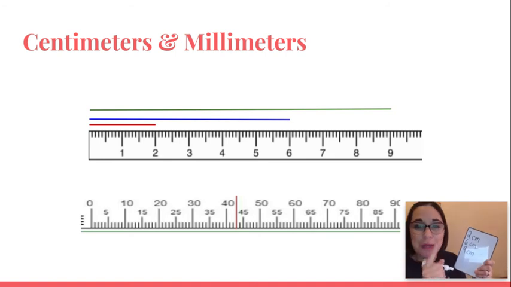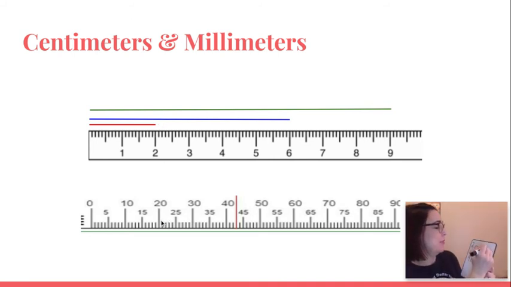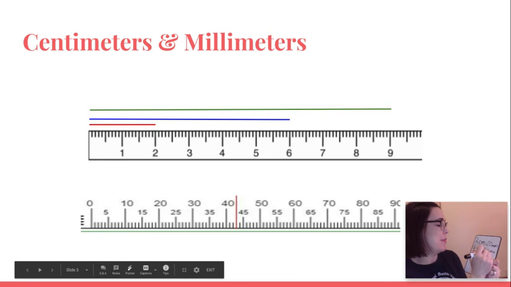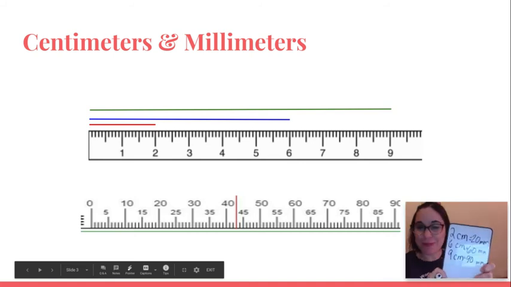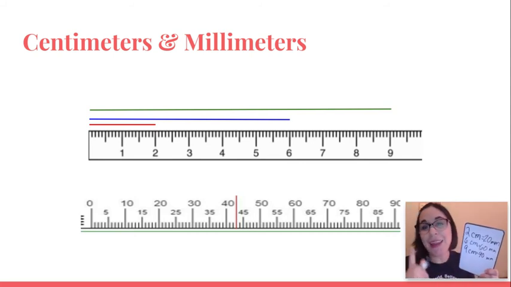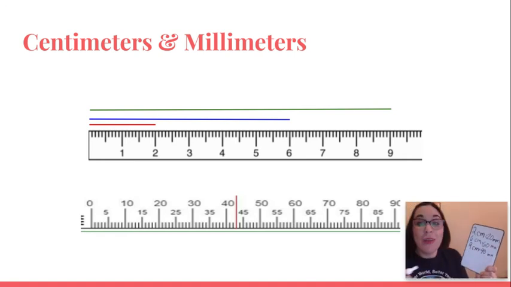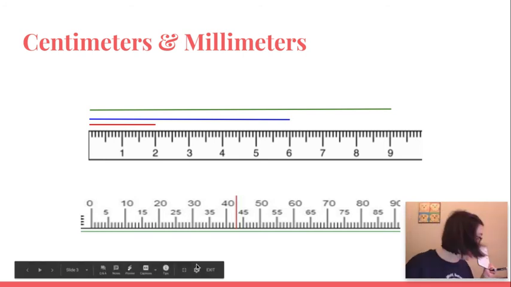So let's go back and remeasure our lines from above, but this time let's label them millimeters. The red line is 20 millimeters. The blue line is 60 millimeters. The green line is 90 millimeters. So when you do your packet in a little bit, be sure you're noticing, are we asking you to measure to centimeter or millimeter? They're both equal. They're both correct, but make sure you label it the way it's been asked.